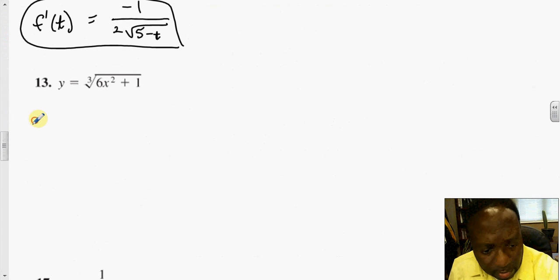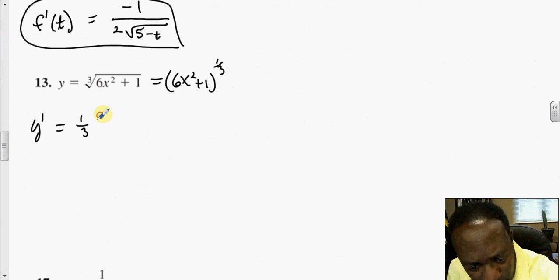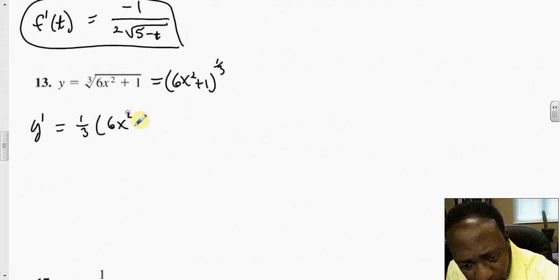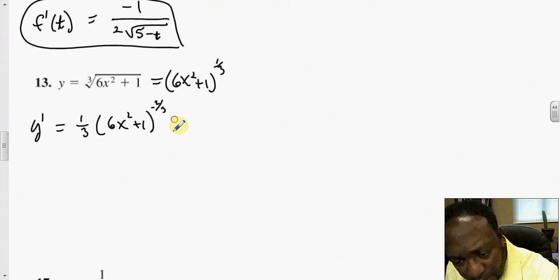Moving further, here y prime is equal to, we better write this so you can see it. This is 6x squared plus 1, and this is raised to the 1/3 power. So this becomes 1/3 times 6x squared plus 1 to the 1/3 minus 1, which is negative 2/3, times the derivative of the inside, which is 12x.